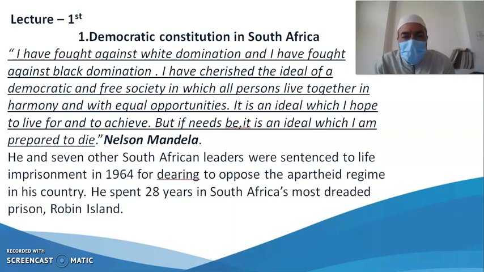Nelson Mandela and seven other South African leaders were sentenced to life imprisonment in 1964 for daring to oppose the apartheid regime in his country. He spent 28 years in South Africa's most dreaded prison, Robben Island.